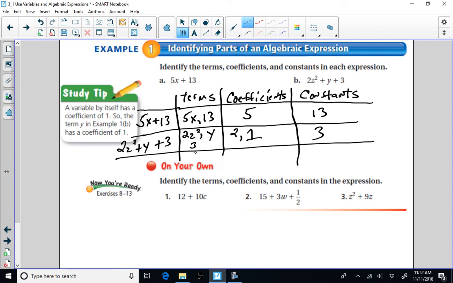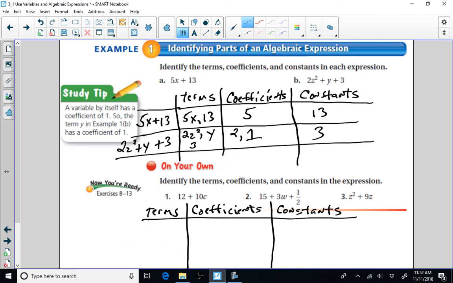All right, let's look at an example. We have these 3 here. Let me make another table here. So I'm going to have terms, I'm going to have coefficients, and let's see, we're going to have constants. So I make my table, and here we write the expression. So my first expression is 12 plus 10c.